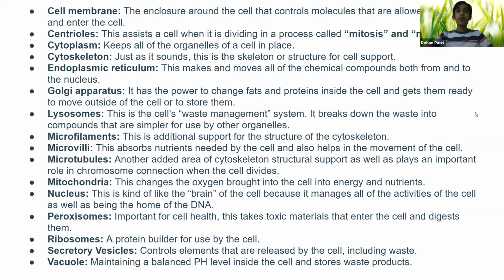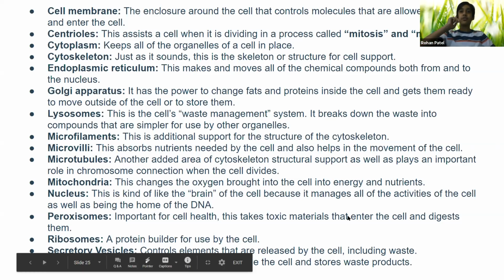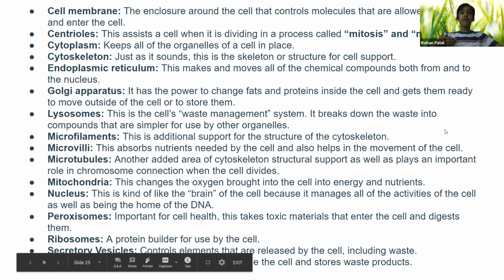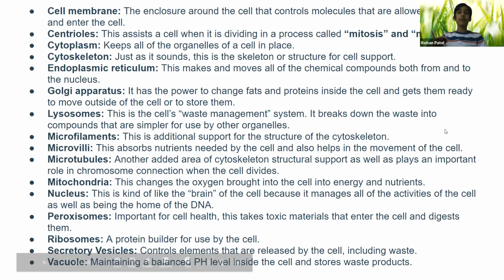Then we have our microfilaments. This is additional support for the structure of the cytoskeleton. Our microvilli absorb nutrients needed by the cell and help in movement. Microtubules, another area of the cytoskeleton, provide structural support and play an important role in chromosome connection where the cell divides. And lastly, we have our secretory vesicles, which control the elements that are released by the cell, including the waste.